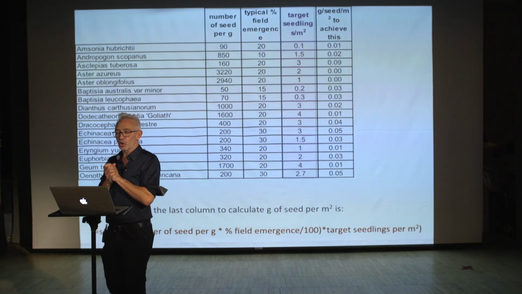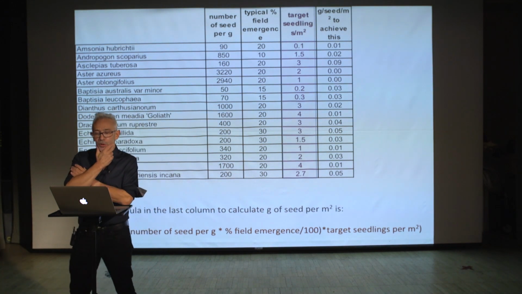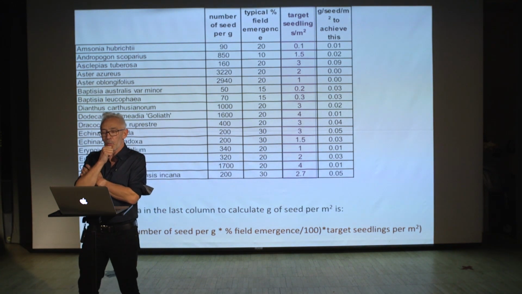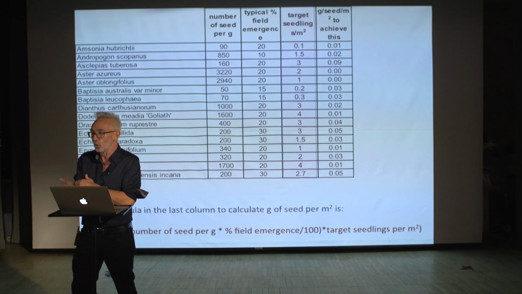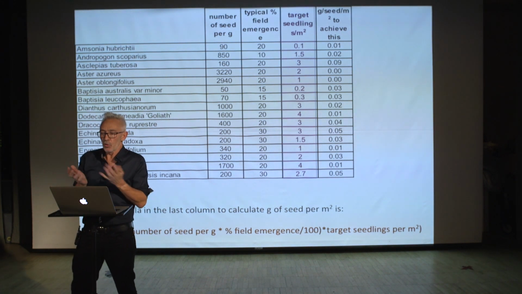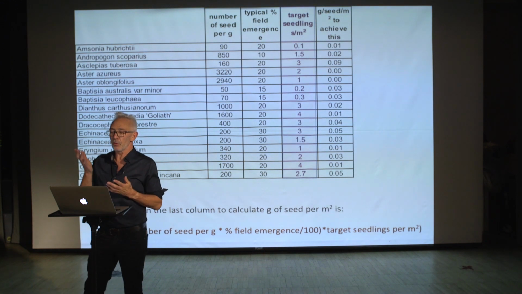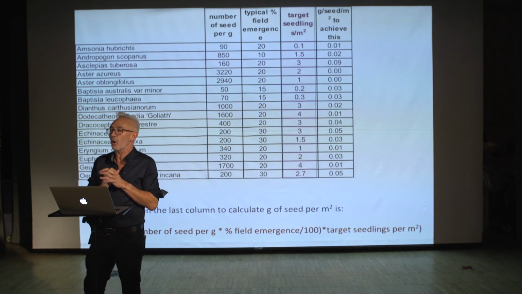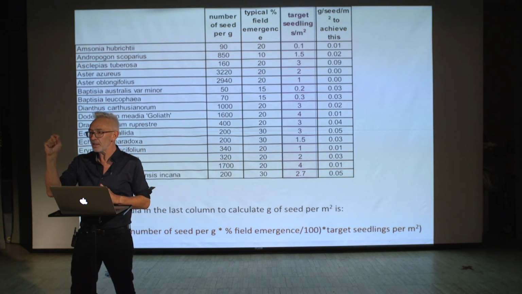So here's a table just showing, this is just for a community. It's mostly North American that we're creating. And what it's there for is to show you how we turn sowing into a design tool which is knowable. To do that, you need to know only three things. Firstly, the target seedlings per square meter. How many seedlings of each species would you like to have per square meter? And that's a design decision for each species in the mix.